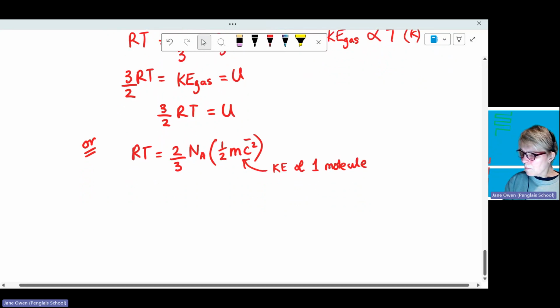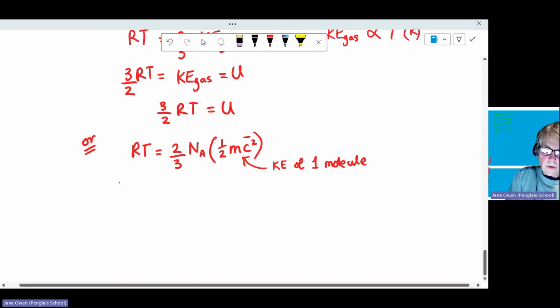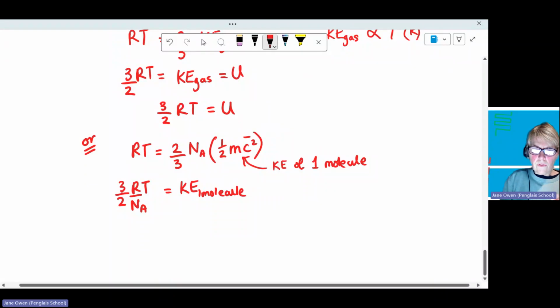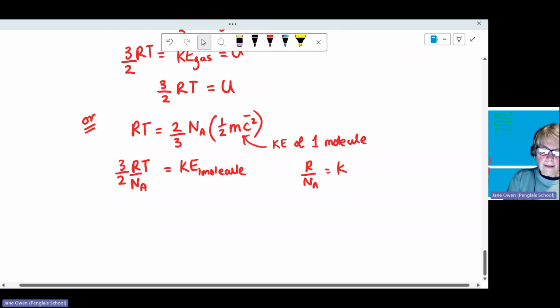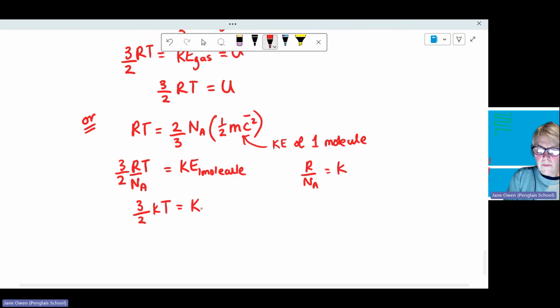So the kinetic energy of one molecule will be 3 over 2 RT divided by Na, which equals the kinetic energy of one molecule, not the whole gas. So R over Na, as we saw earlier, is equal to Boltzmann's constant K. So 3 over 2 kT equals the kinetic energy of one molecule.